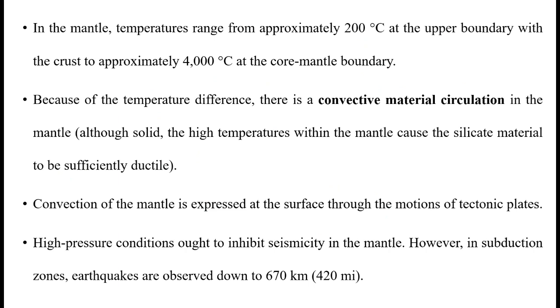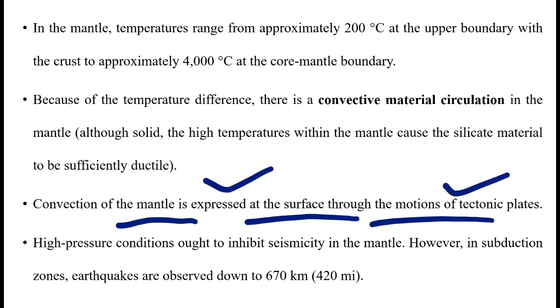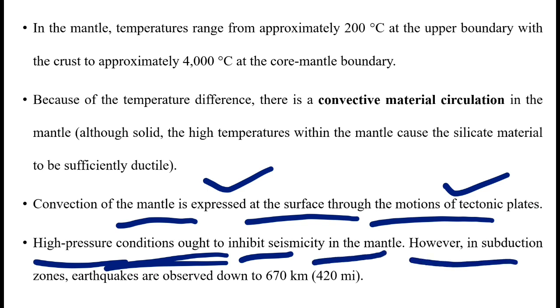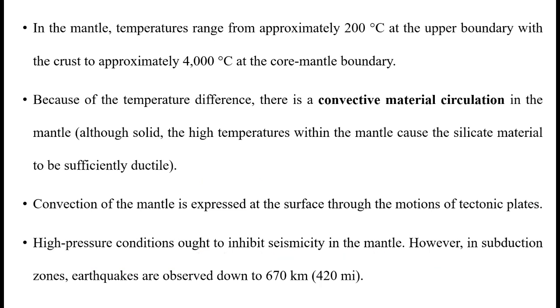Because of the temperature difference, there is a convective material circulation in the mantle. Although solid, the high temperature within the mantle causes silicate material to be sufficiently ductile. Convection of the mantle is expressed at the surface through the motion of tectonic plates. High pressure conditions ought to inhibit seismicity in the mantle. However, in subduction zones, earthquakes are observed down to 670 kilometers.